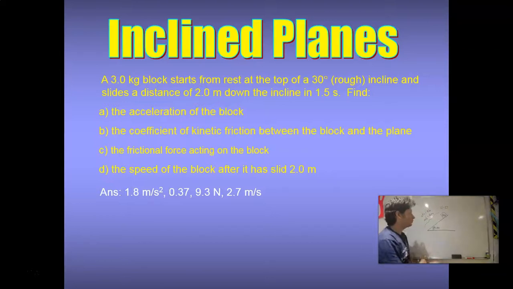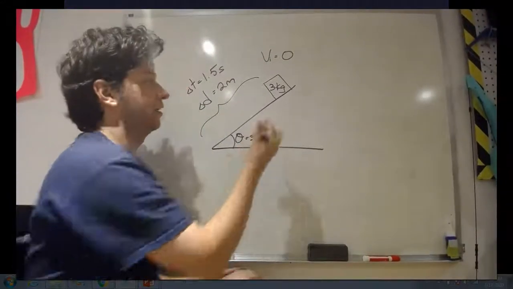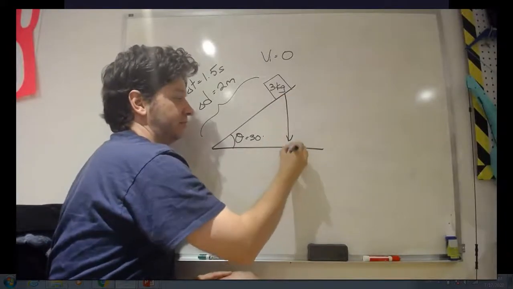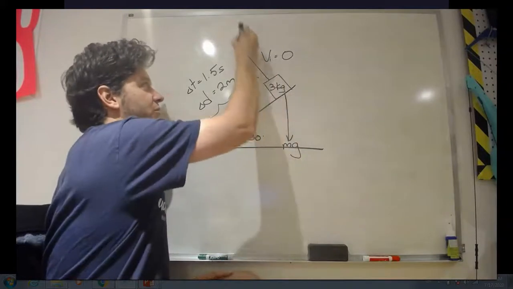So the next step would be to draw a free body diagram. Well, we only have one object, that block, so let me just draw the free body diagram right there. And let's make this bigger again. Keep forgetting. So what forces do we have here? Well, we have gravity down, mg. We have the normal force this way, Fn.